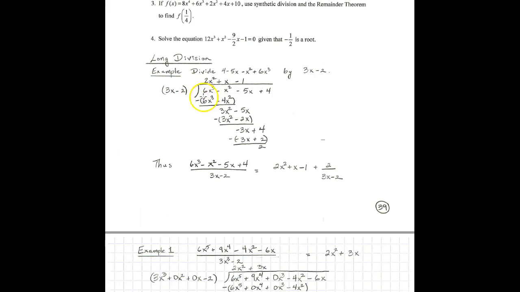So I'm going to subtract the whole thing, so I put parentheses around it. And when I subtract it, I'm left with minus x squared plus 4x squared. So I get 3x squared. Then I bring down the next term, which is minus 5x.